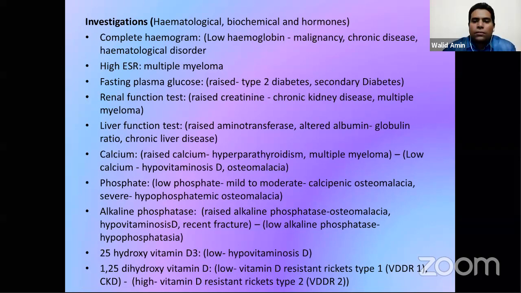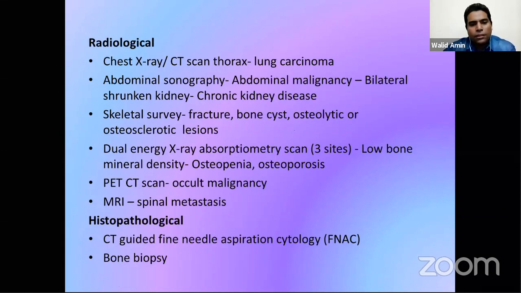This includes chest X-ray, CT scan of the thorax and the lung for carcinoma. We can also do abdominal sonography for abdominal malignancy or for kidney disease. We can do a skeletal survey for fracture, bone cyst, or osteolytic or osteosclerotic lesions.